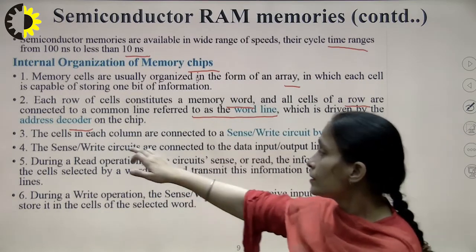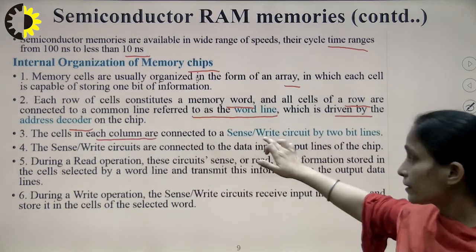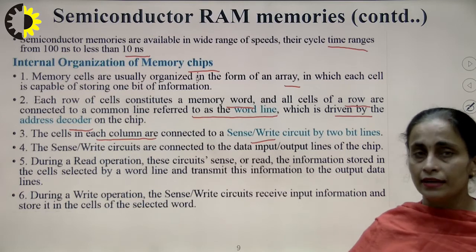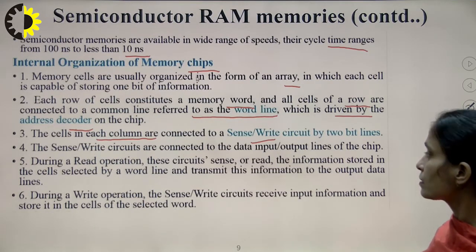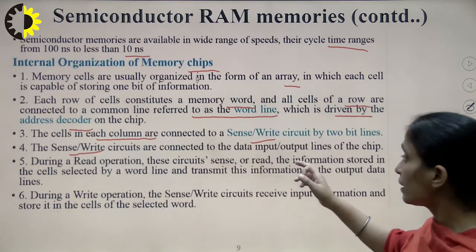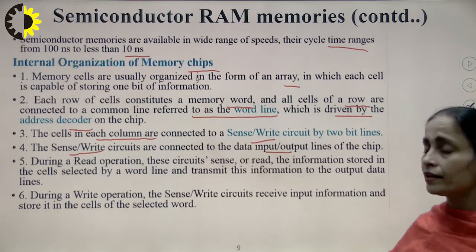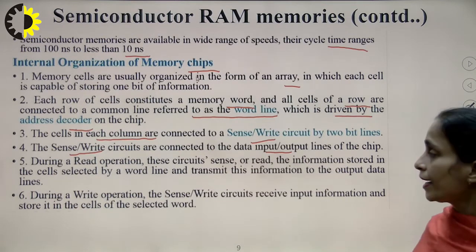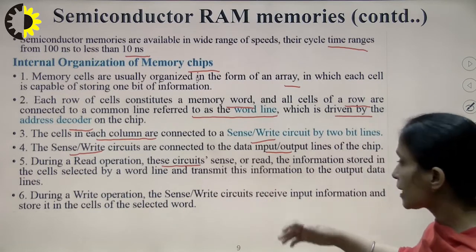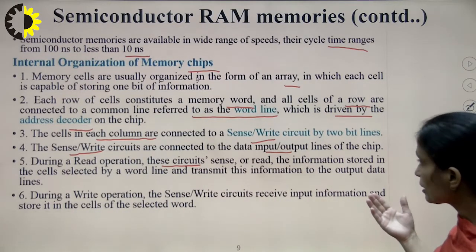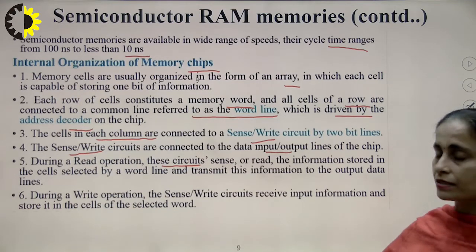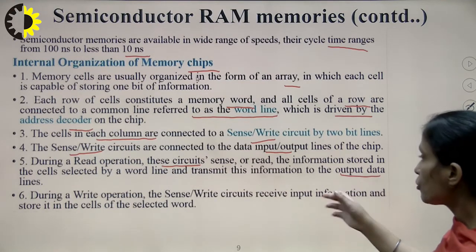Then the cells in each column are connected to the sense and write circuit by two bit lines, as we have seen in the previous slide. Then the sense and write circuits are connected to the data input and output lines of the chip. Suppose I am performing a read operation, then these circuits sense or read the information stored in the cells selected by a word line, and transmit this information to the output data lines.